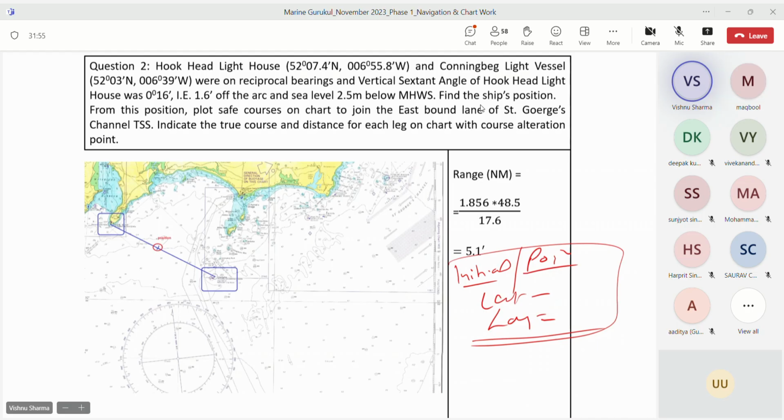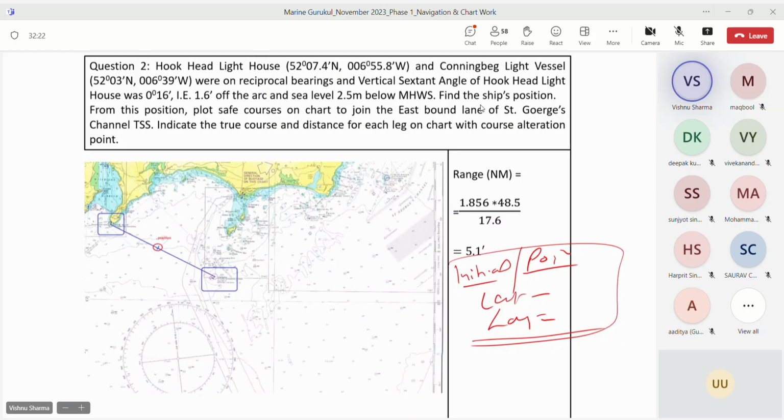So please try to sort it out by yourself, and that is the best way. If you are not able to sort it out, then we discuss, right? Read the question, and you will know why it has to be plotted from here. In a vertical sextant angle, we said the center of the position circle will be the light or the point whose vertical angle is being taken into consideration. Yes or no, guys? Yes, sir.